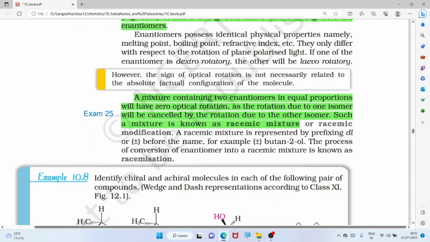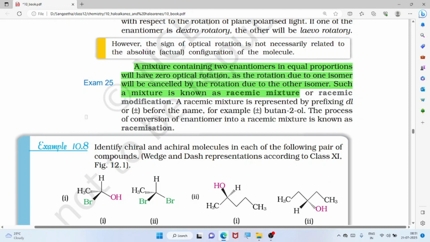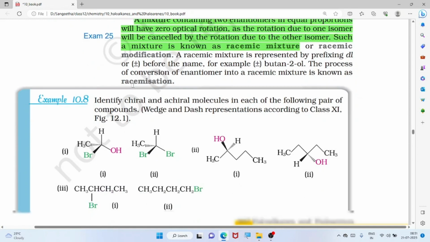A mixture containing two enantiomers in equal proportions will have zero optical rotation. The rotation due to one isomer will be cancelled by the rotation of the other. Such a mixture is known as a racemic mixture.